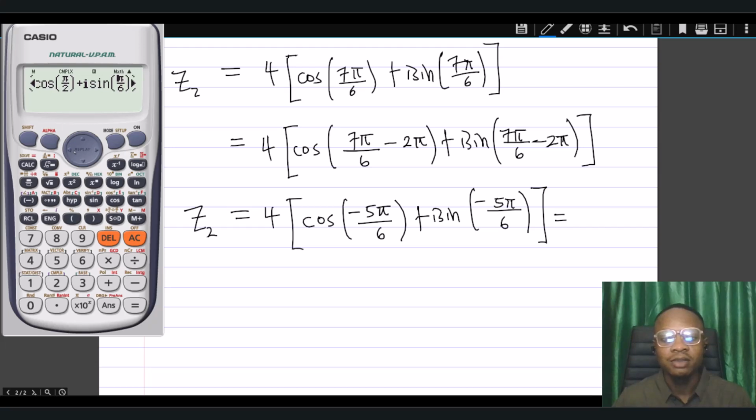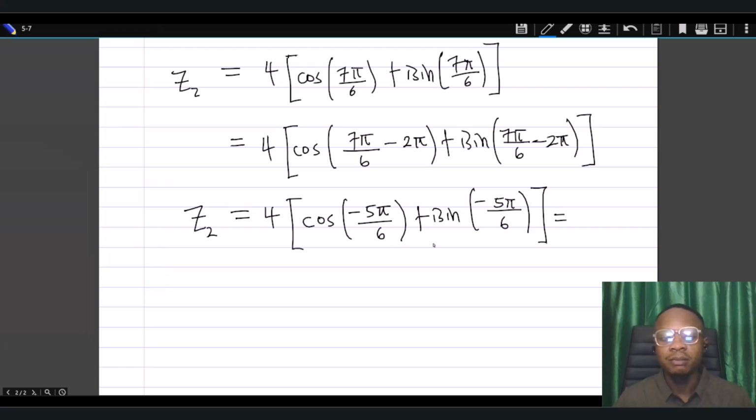So this is minus 5 pi divided by 6. Then we have this to be 6 in the denominator. Numerator we put minus 5 pi divided by 6. So that's minus 2 root 3 minus 2i.